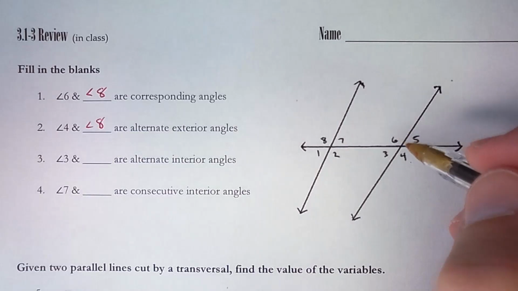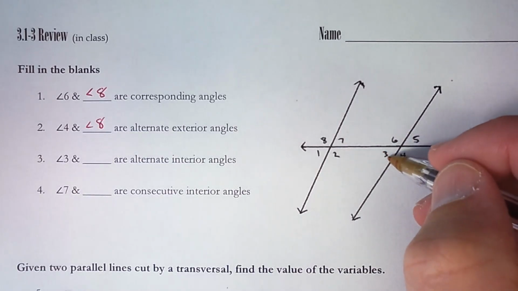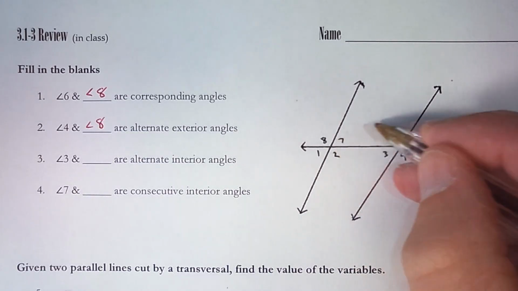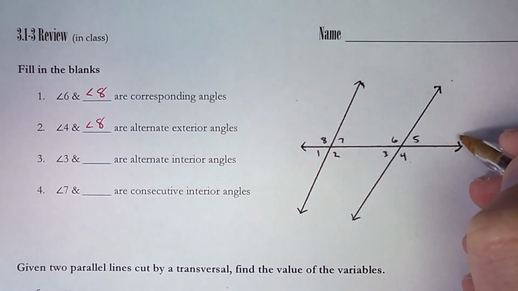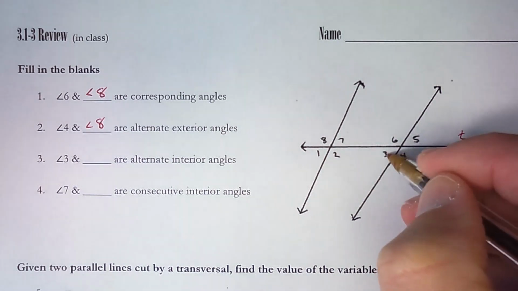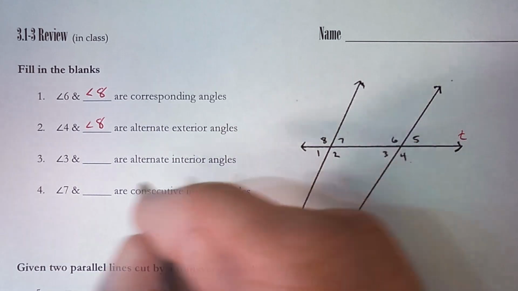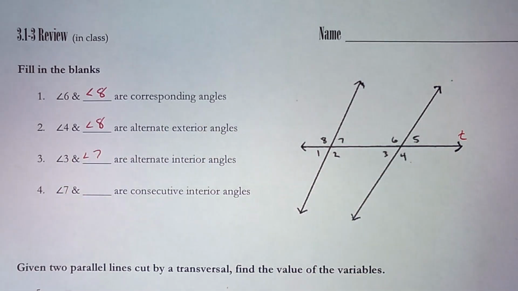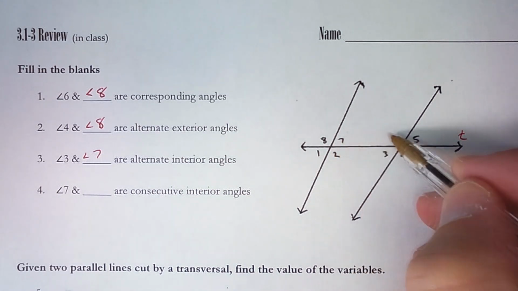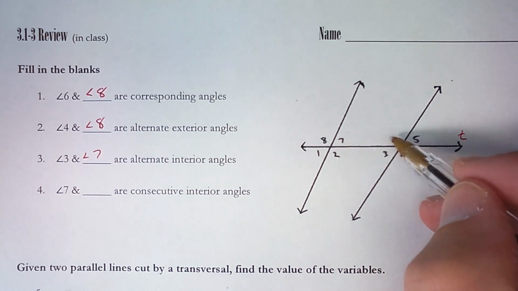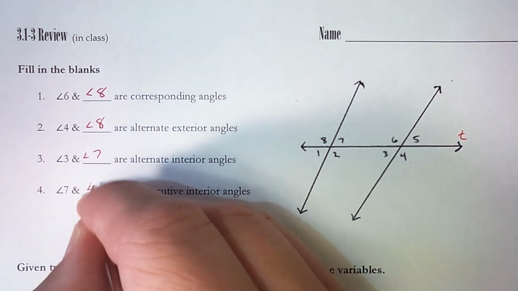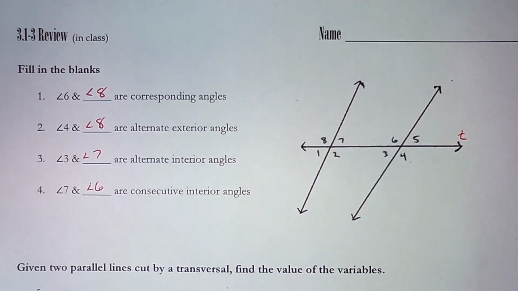Angle 3 and what are alternate interior? So I need to stay inside here between these two lines, but cross over this transversal. 3 and 7 are alternate interior angles. And consecutive interior angles, again staying inside the two lines here, but staying on the same side of the transversal. Angle 7 and angle 6 are consecutive interior angles.